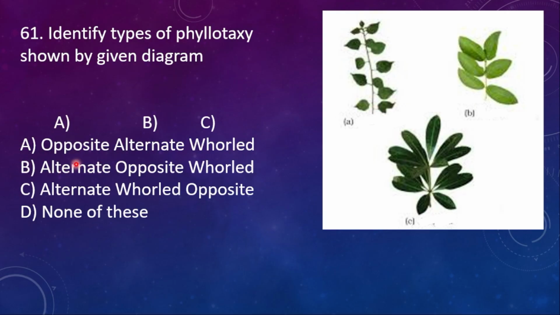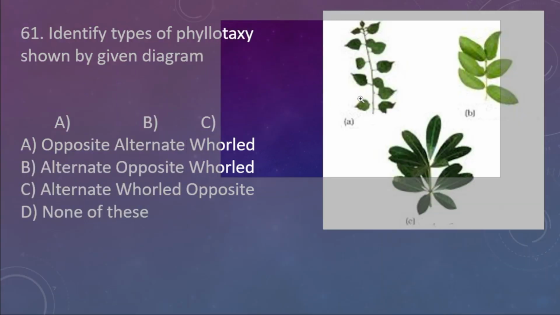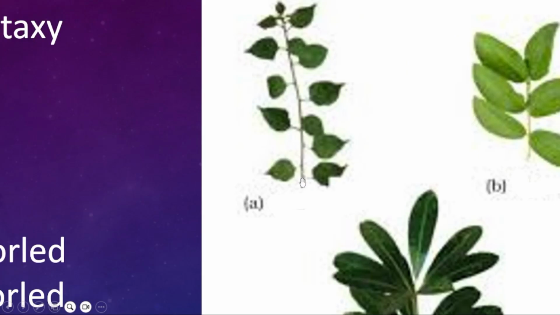B, A is alternate. A is alternate, yes. See, one is here, next one is here, the next one is alternate and the next one is again alternate, like this. So A is alternate, correct. And then B, opposite. For each node exactly opposite leaves arise. Let me zoom it. See, for each node there will be only one leaf, for next node there is one more, for next node one more, for next node one more. So here they are what?